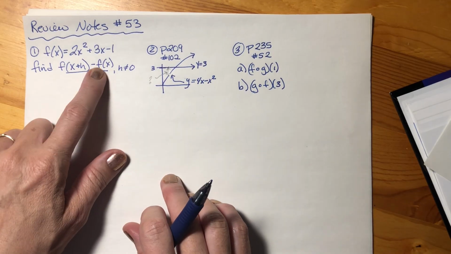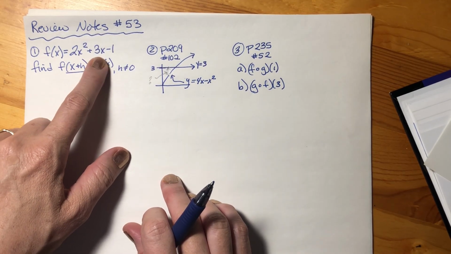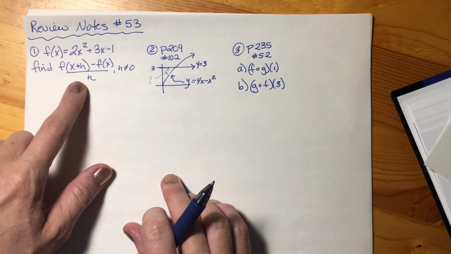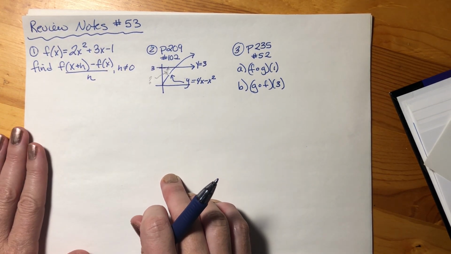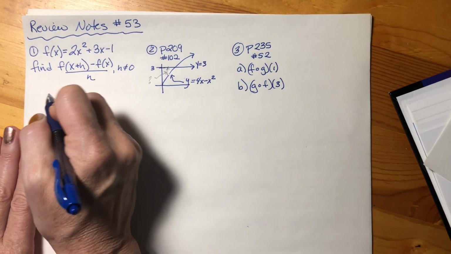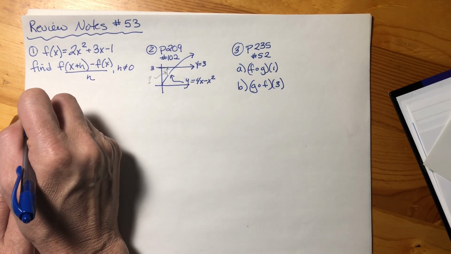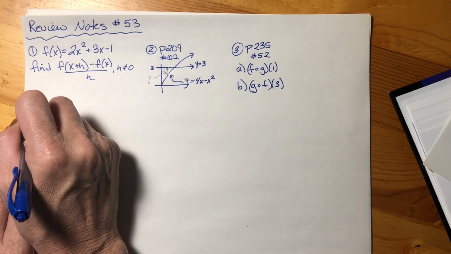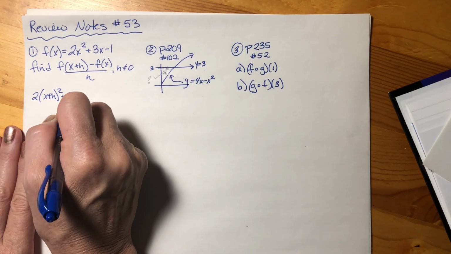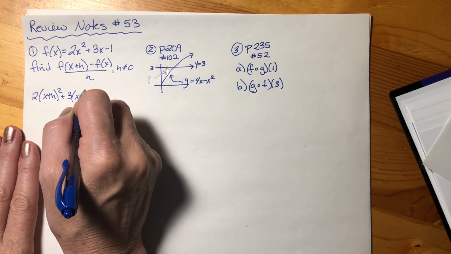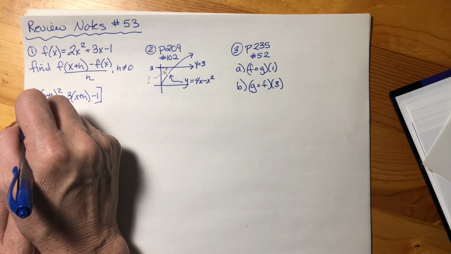All right, the first one has to do with the difference quotient. So we're going to take f of x, which is 2x squared plus 3x minus 1, and we're going to use this formula, difference quotient. You'll be using that in calculus. But for now, we're just going to think about it as a substitution. So f of x plus h, everywhere there's an x, I'm going to put an x plus h. So that is going to be 2 times (x plus h) squared plus 3 times (x plus h) minus 1, and I'm going to hold that together, so that's my first term.